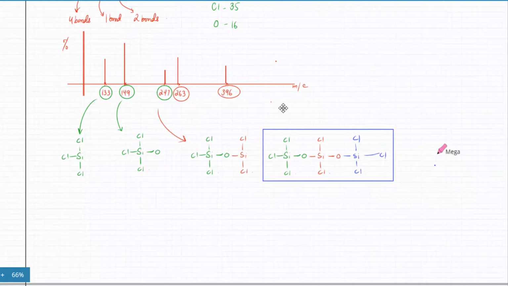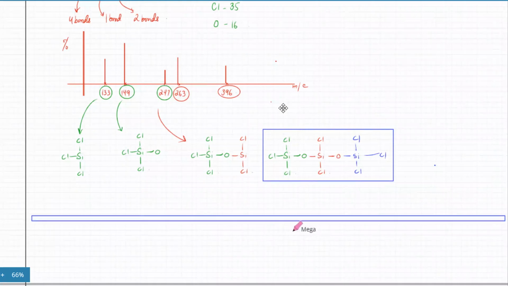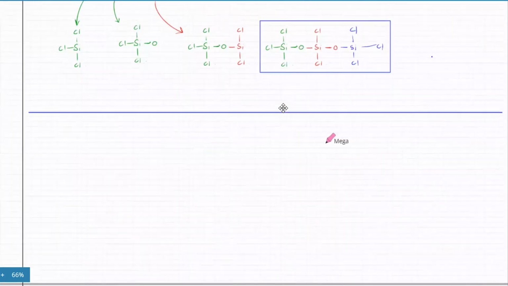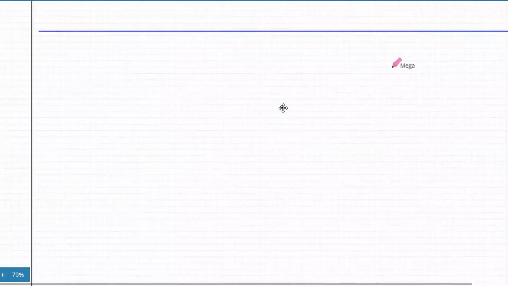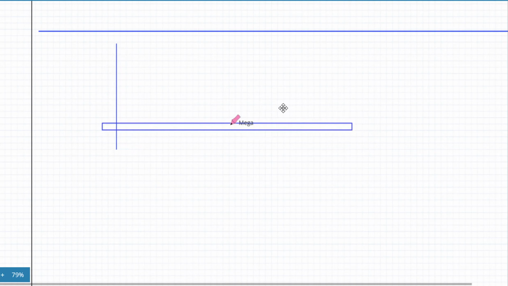So let's try another molecule, and this time let's do a simpler one. I've got a mass spectrum, and I have to figure out what the molecule is. I've got the mass to charge ratio on one axis, and on this side it's the percentage abundance.